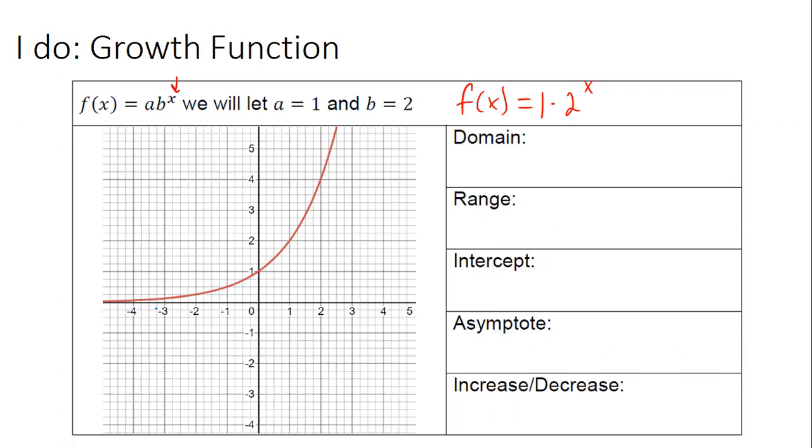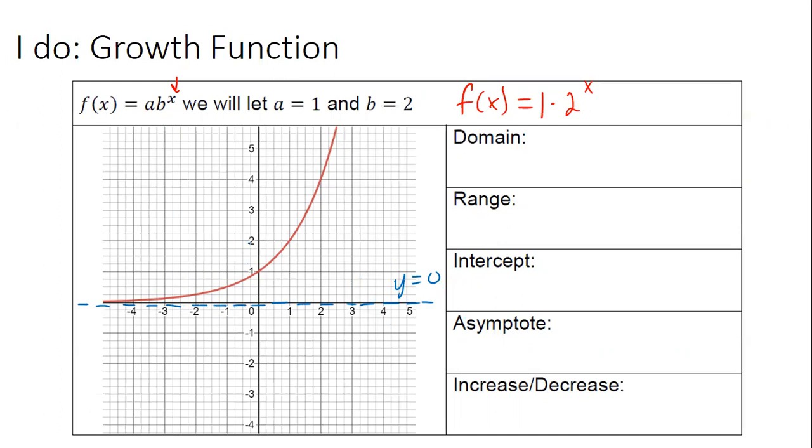Notice here how the graph never crosses the x-axis. The graph never touches the x-axis. That's because it has a boundary line, an imaginary boundary line that we learned about in Algebra 1. Does anyone remember what that boundary line is called? An asymptote. It has an asymptote at y equals 0. We're going to keep analyzing.